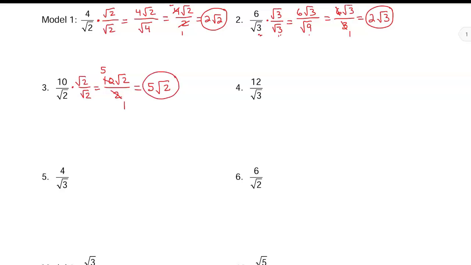Now you do 4, 5, and 6. Turn off the video and turn it back on when you're done. Now I'll show the answers for 4 through 6.